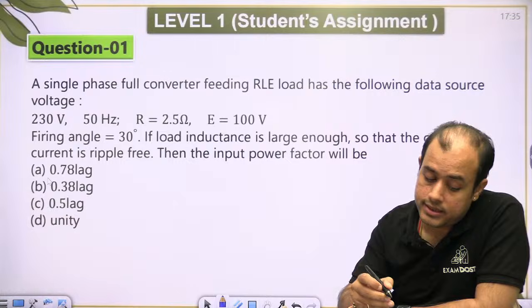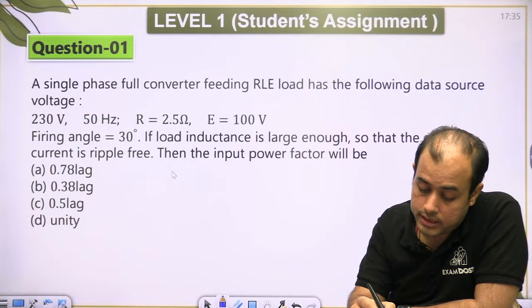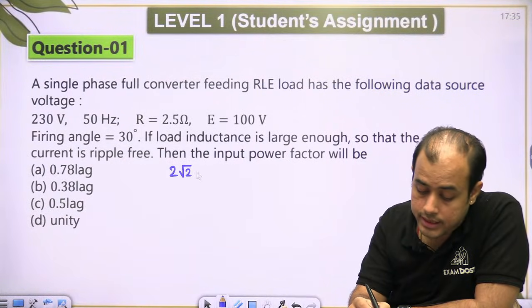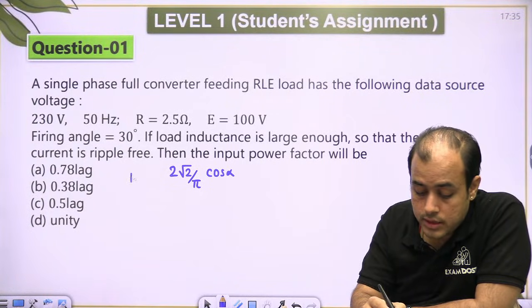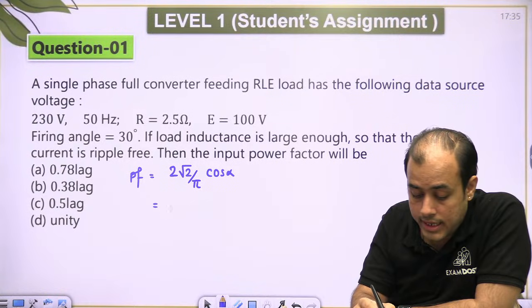Full converter is feeding a RLE load, L is large enough, what is the input power factor? If inductance is large enough beta, you just use the same formula as a RL load.